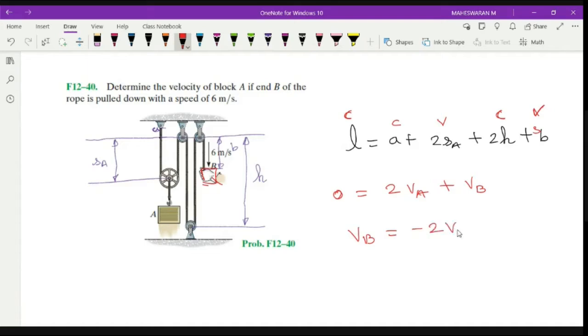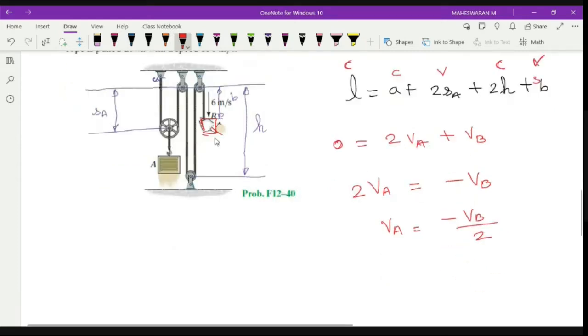Or I can say that VB is equal to minus 2 VA. Right, but our aim is to identify VA, so I will put it in another way. 2 VA is equal to minus VB, or VA is minus VB by 2. They have given VB, the velocity of the block at the hand which is pushing, as 6 meter per second. So VA will be minus 3 meter per second. Minus indicates the opposite direction. Any doubt? So this block will be moving in the upward direction at 3 meter per second.